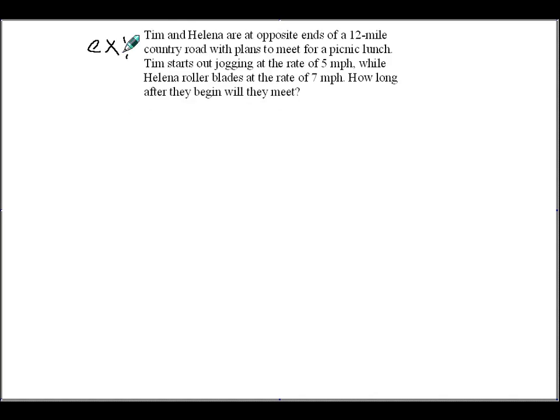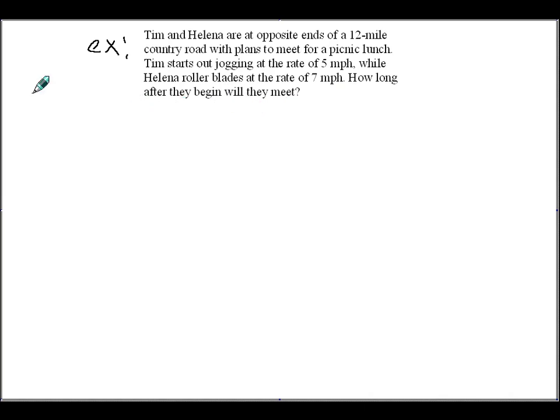All right, let's look at the second example right here. Consider this problem. It says Tim and Helena are at opposite ends of a 12-mile country road with plans to meet for a picnic lunch. Tim starts out jogging at the rate of 5 miles per hour, while Helena rollerblades at a rate of 7 miles per hour. How long after they begin will they meet?